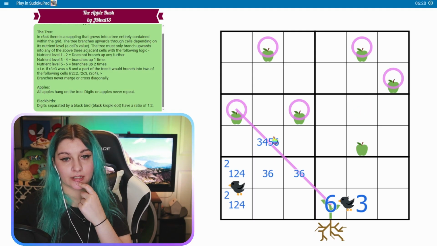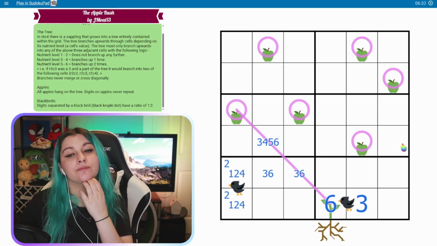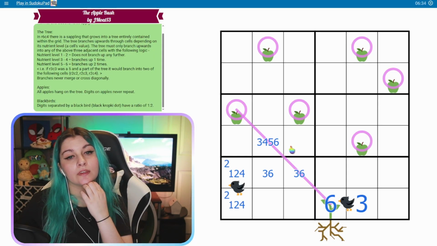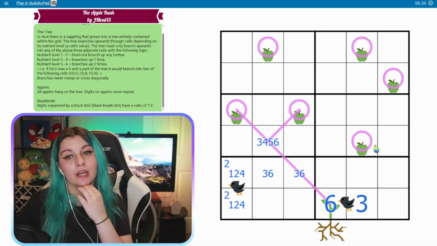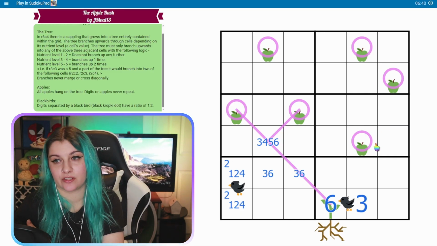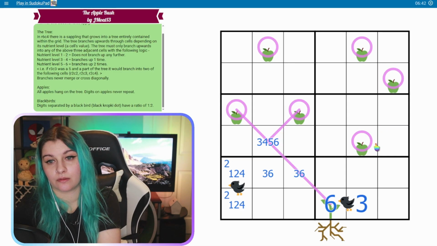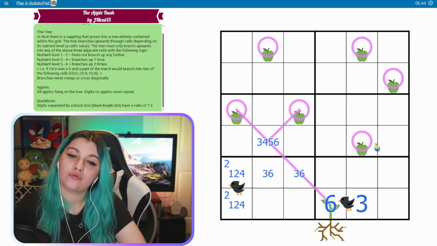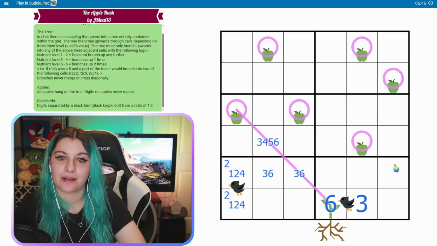Row 4, I could do it with just 2 branches, I think. I think it's possible. We only need branches on the apples. I need to make sure I erase that.